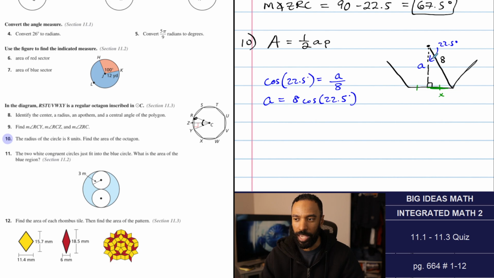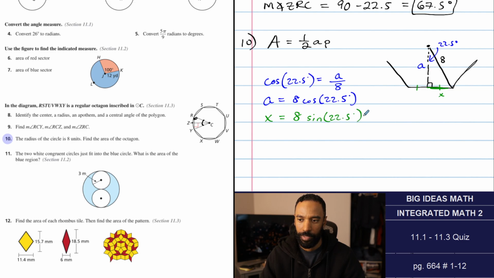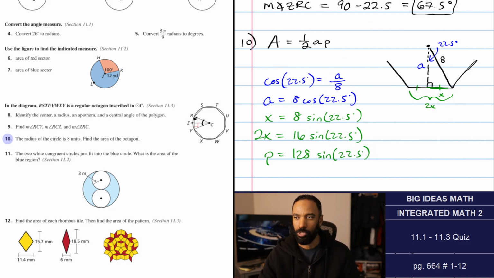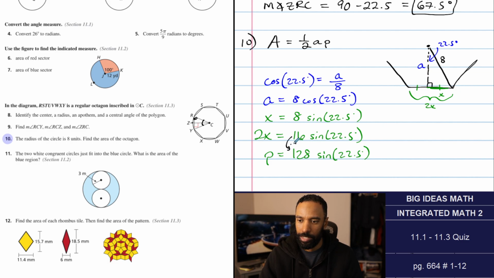So x is found, again, using trig. I can use sine. If sine of 22.5 is x over 8, then multiply both sides by 8. x is 8 times the sine of 22.5 degrees. That also means that 2x, if you double that, is a side length right there. 2x is 16 times the sine of 22.5 degrees. And the perimeter therefore would be 8 times that amount. So 8 times 16 is 128. So 128 times the sine of 22.5 degrees.